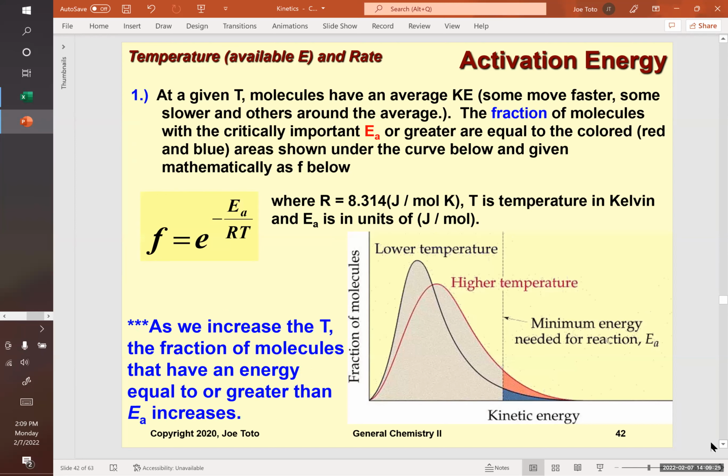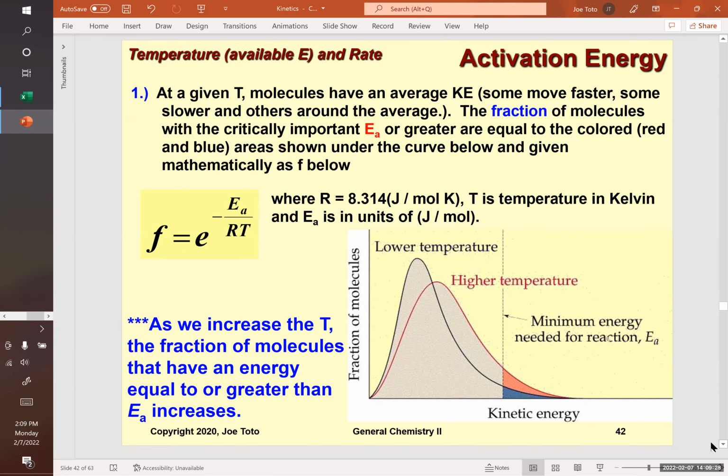Arrhenius gets together with a math friend of his, Boltzmann, and tells him about his thoughts. And Boltzmann says, well, geez, I know a way how you can model mathematically that fraction of molecules that have that very important energy, the activation barrier. Just look at statistics, Boltzmann says.